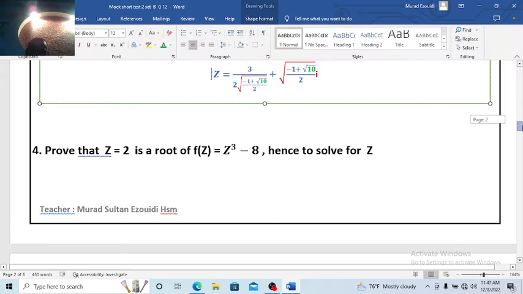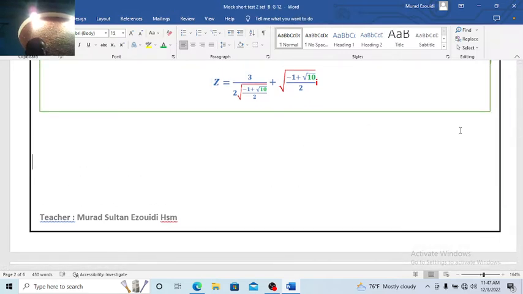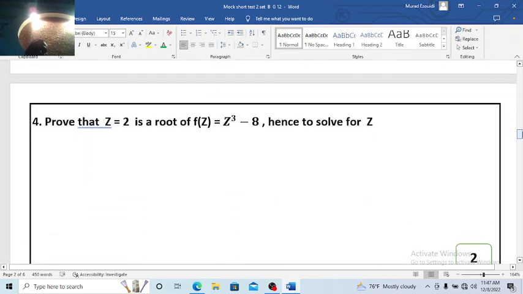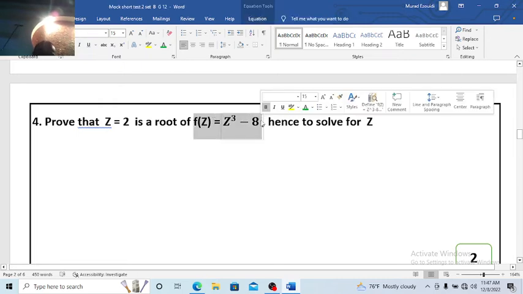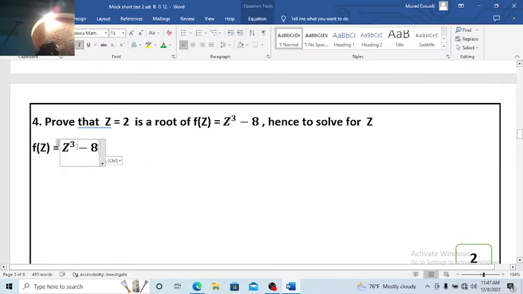Okay, now the last question is: prove that z equals 2 is a root of f(z), which is z cubed minus 8, then hence solve for z. You can use, let's say, the remainder theorem or factor theorem. Here my function is this one. I will write it down: f(z) equals z cubed minus 8.